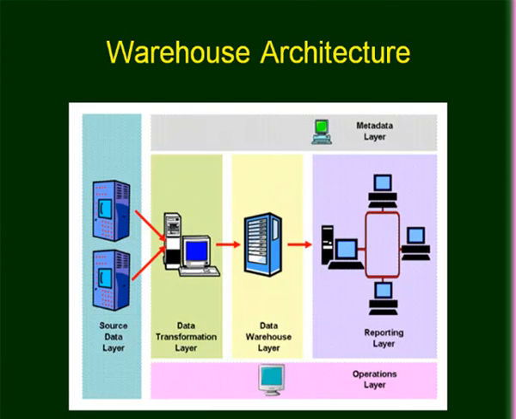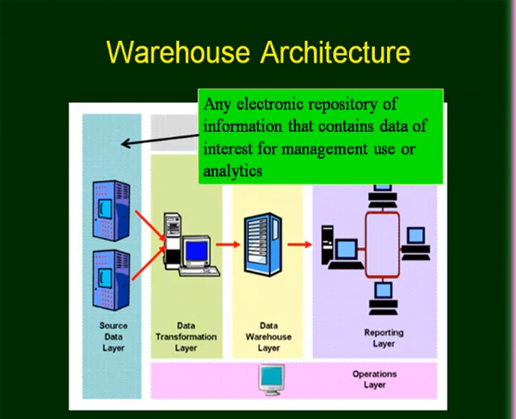The warehouse architecture is shown on the slide. There are different layers here: source data layer, data transformation layer, data warehouse layer, operations layer, reporting layer, metadata layer. Source data layer: any electronic repository of information that contains data of interest for management use or analytics can be considered as a source data layer. So all these are nothing but our sources.